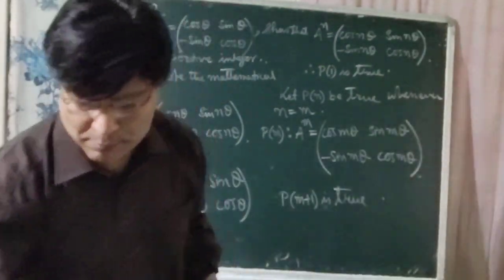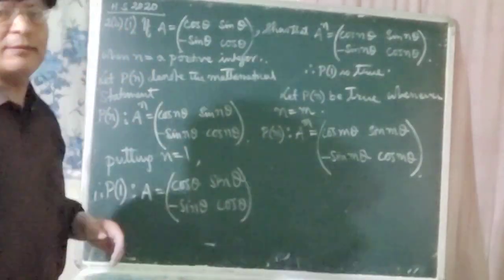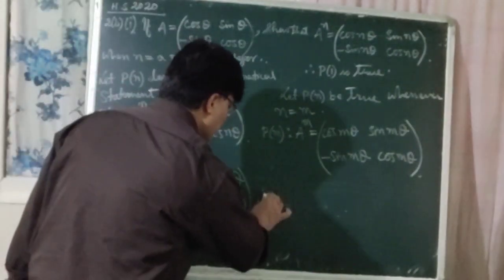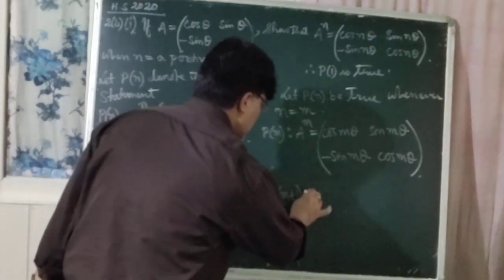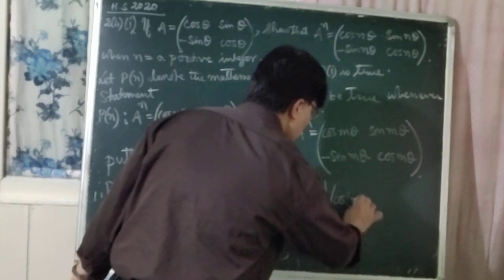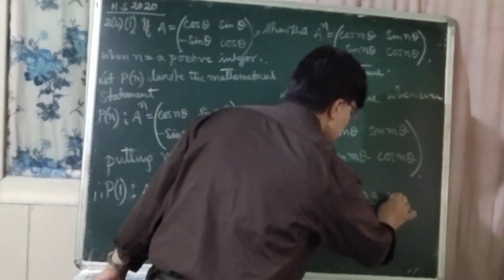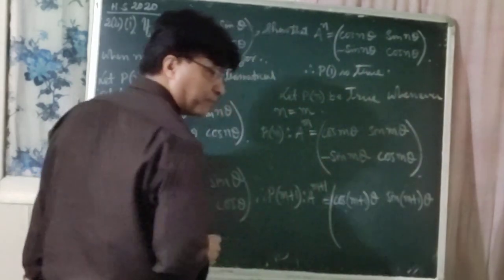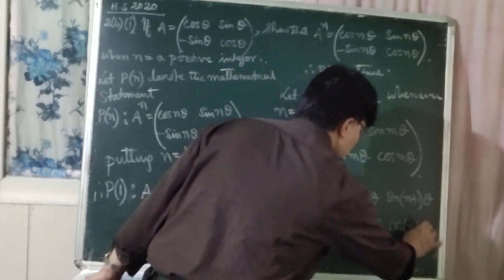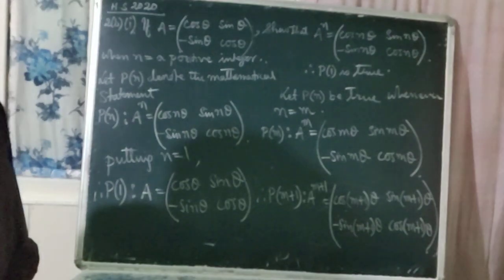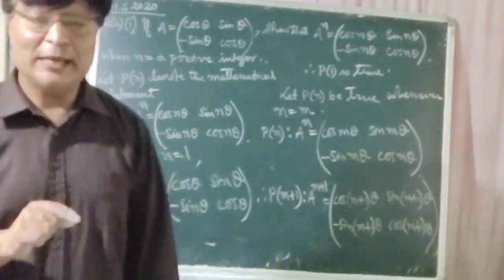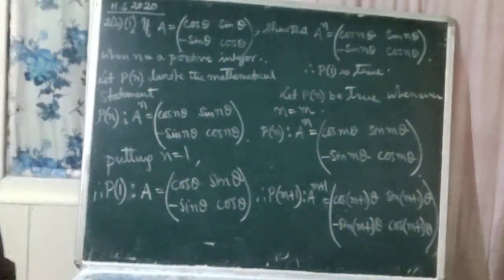So now let us prove that P of n plus 1 is also true whenever this Pn is true. We have written here P of n is true. Now we have to prove that P of n plus 1 should be true. That means you have to prove P of n plus 1, such that a to the power n plus 1 is equal to the matrix cos of n plus 1 theta, sin of n plus 1 theta, minus sin of n plus 1 theta, cos of n plus 1 theta. But you have to prove it. Don't leave it like this only. You have to prove this one. So let us prove it now.